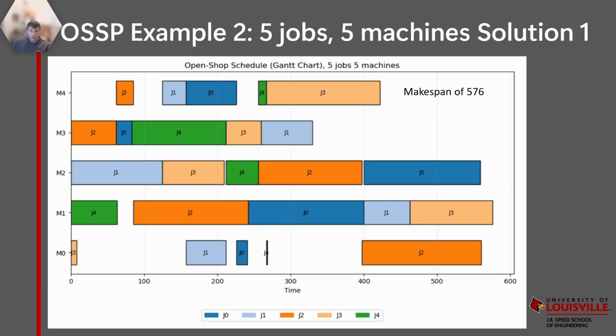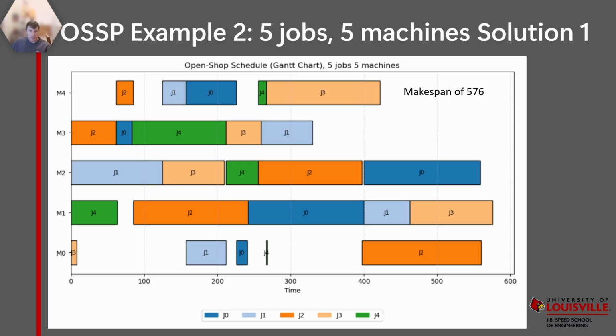Also wanted to point out a second example here where we have 5 jobs and 5 machines. This solution produced a makespan of 576. And this was the most optimal solution that we found. Machine 1 in this case is what is contributing to the makespan. And machine 1 has a gap between job 4 and job 2.